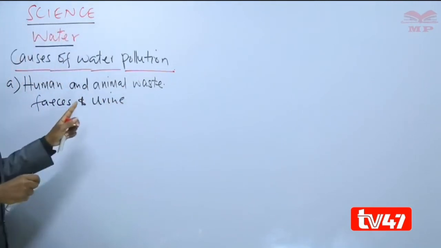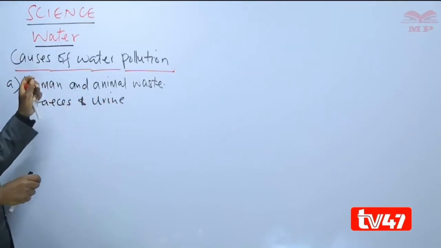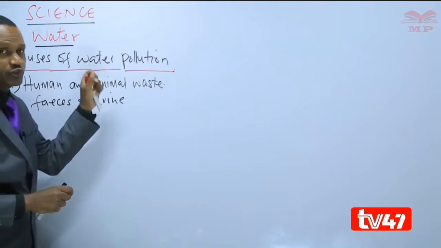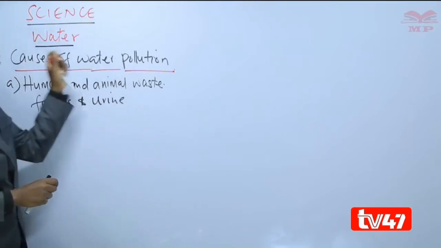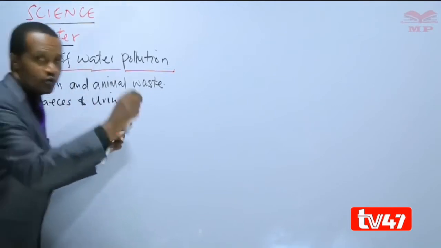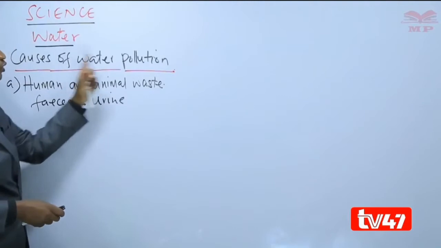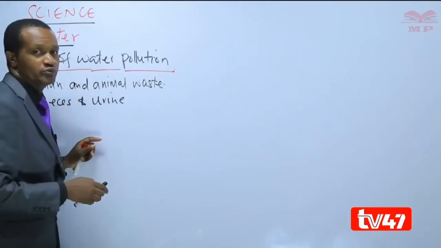So human and animal waste is a pollutant. It can cause water to be impure. That is one cause of water pollution.